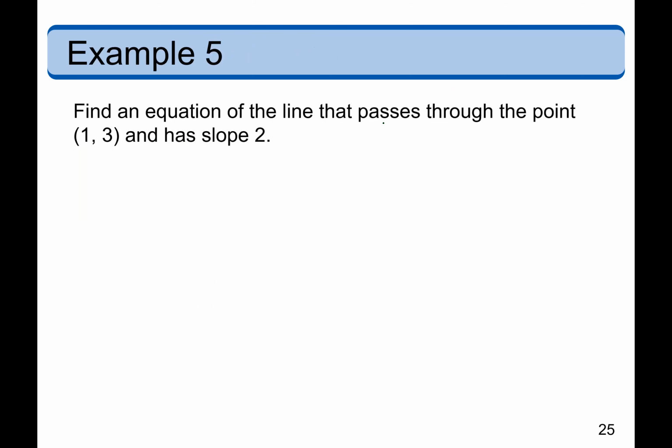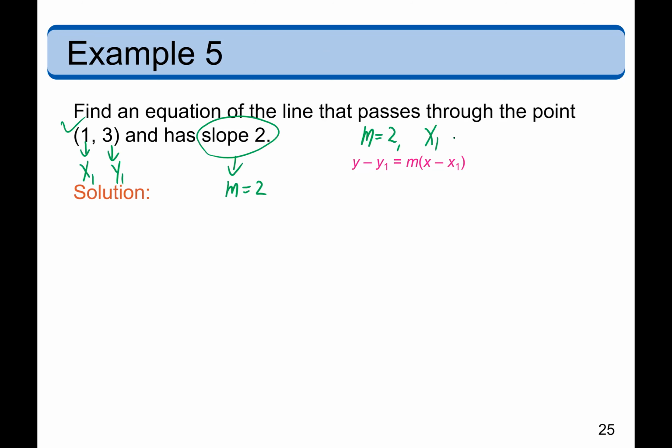Now let's take a look at this. We are given the point 1, 3, and we know the line has a slope of 2. Now we need to find the equation of the line. Here we actually know a couple of things. Slope 2 means m equals 2, and from the ordered pair x1, y1, we know x1 is 1 and y1 is 3.